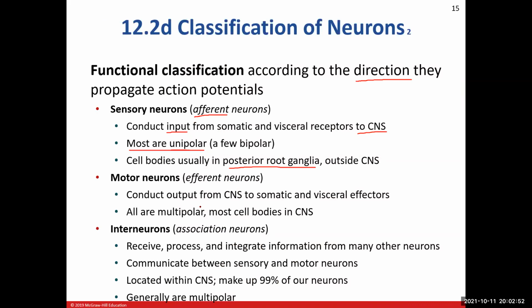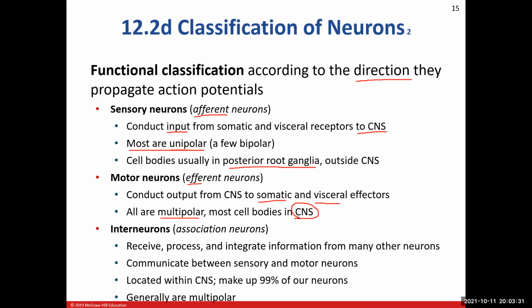Okay, then when we're talking about motor neurons, the efferent, the effectors, they're going to conduct that motor output from the central nervous system out to the effectors, right? Either to the somatic effectors or the visceral effectors. So we talked about this before, all are multipolar. Here's an important fact though. Most of the cell bodies will be located either in the spinal cord or your brain. They'll be located in the central nervous system.